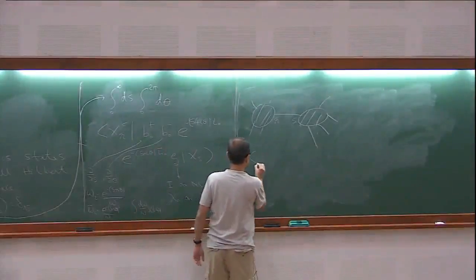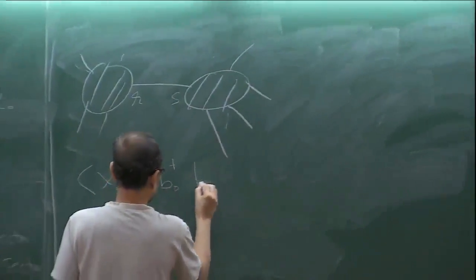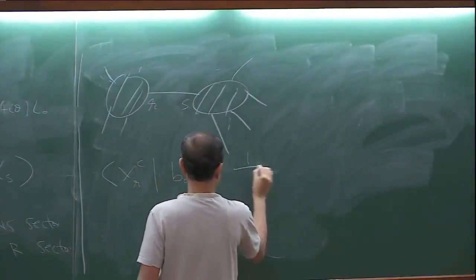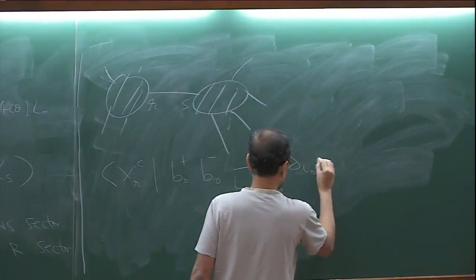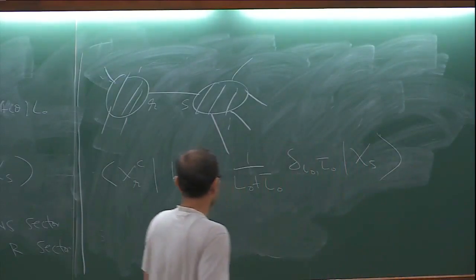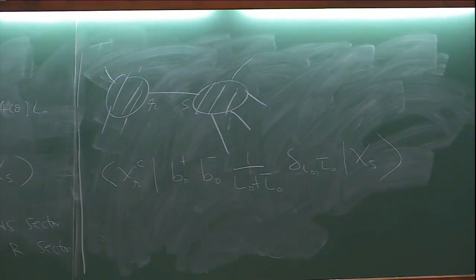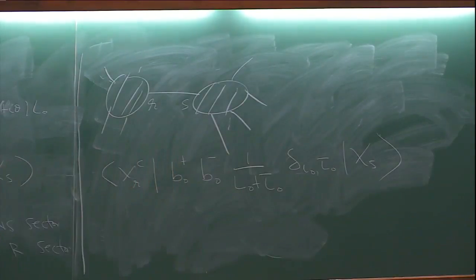Now you can do the integral over S and theta. So what you get is chi r c, b0 plus b0 minus, 1 over L0 plus L0 bar, delta L0 bar, pi S. Oh, G, yes. There is a G here. Thank you.